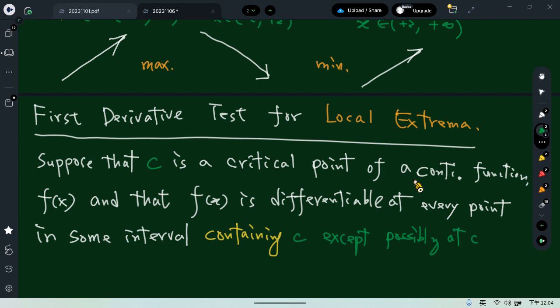at C itself. See, we just see this statement again. Why did he say differentiable at every point in some interval containing C? That means all points are differentiable. However, it said possibly at C itself. Because do you remember there are two types of critical point. One critical point is where the derivative is zero or undefined. If undefined, of course I cannot say it's differentiable.